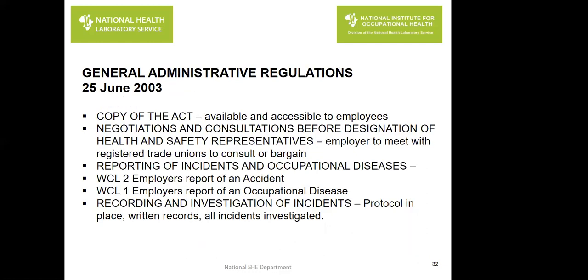Moving on to general administrative regulations. Here it talks about the copy of the Act. How many people must you have to ensure that you have the Act available on site, the Act put up as posters in your workplace. Then it also deals with negotiations and consultations before the designation of health and safety regs.